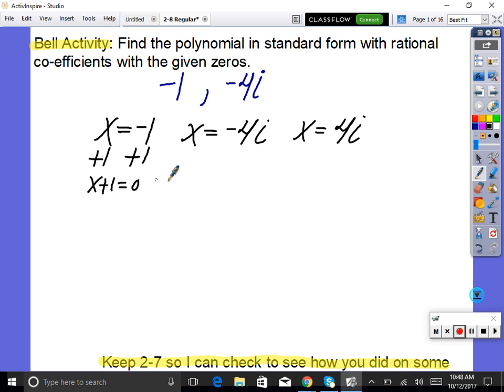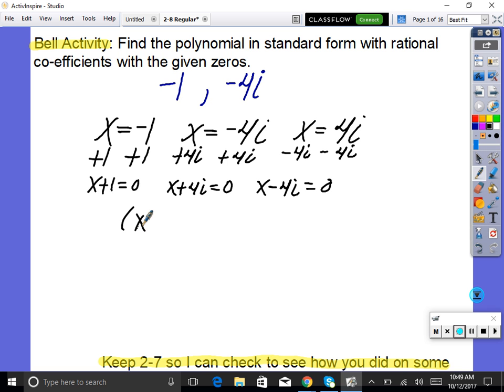X plus 1 equals 0. Add 4i. Okay, now also, then from there you would, so x plus 1, x plus 4i, and x minus 4i.